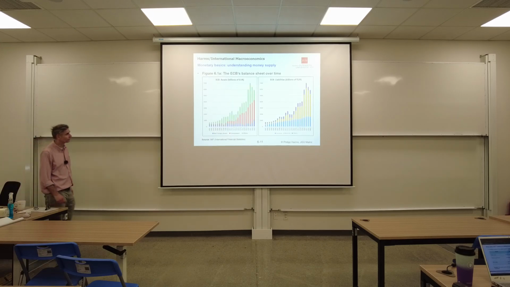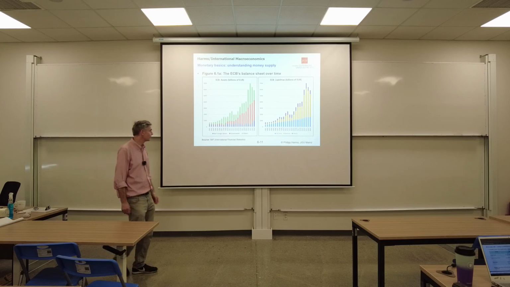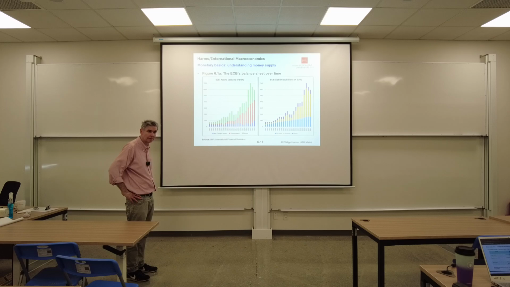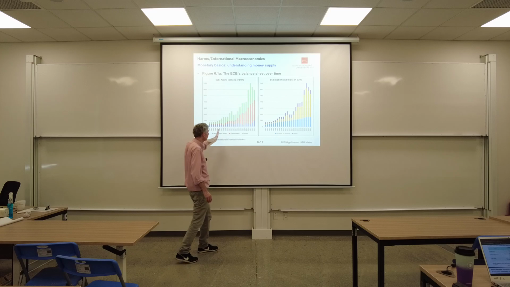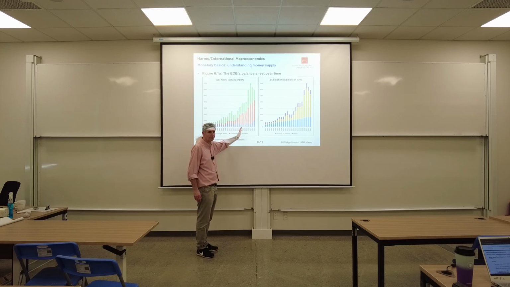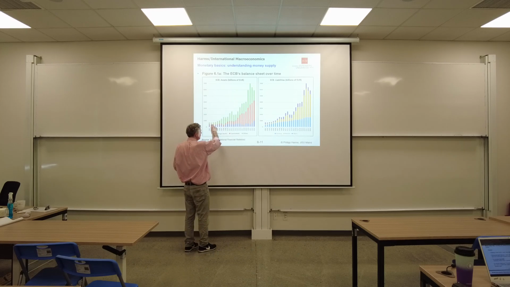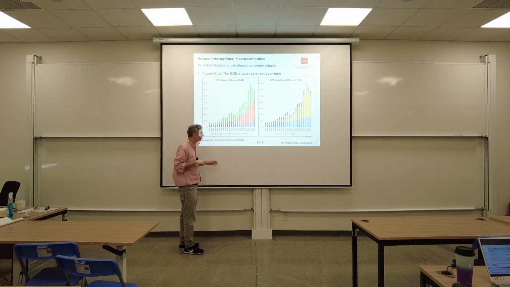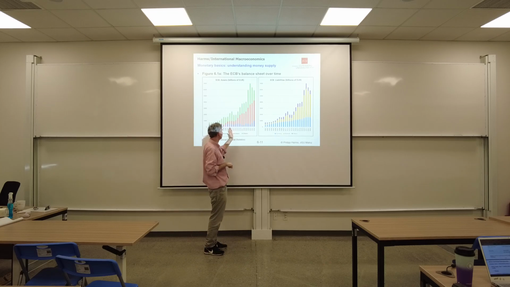So here just some pictures to look at. This is the evolution of the ECB's balance sheet over time, assets and liabilities. And what you see here is the gigantic expansion of the expansionary monetary policy in the wake of the global financial crisis. Right? So you see a pretty moderate increase, which is okay. But then you see, especially starting 2015, a massive increase of that balance sheet.